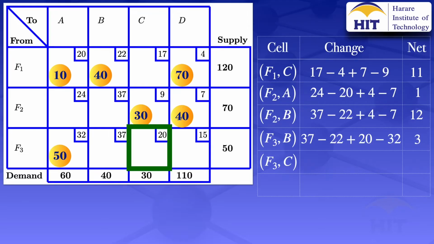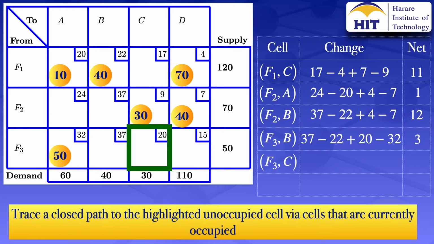For cell F3C, we trace a closed path to this unoccupied cell via cells that are currently occupied. So I'll start by adding here, then look for an occupied cell, and then go on and subtract. Move to another occupied cell, and go on and add. Move to another occupied cell, move to an occupied cell, and go on and add here. And then we move to another occupied cell, and then we go on and subtract, and then back to the unoccupied cell.